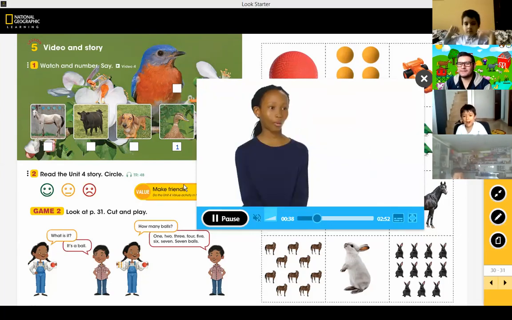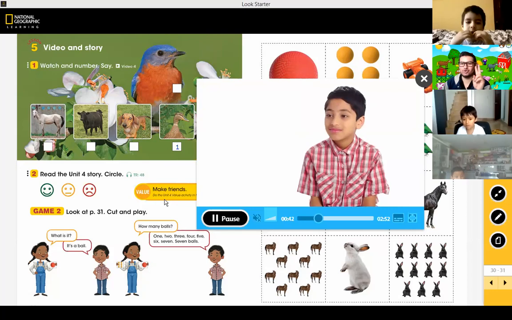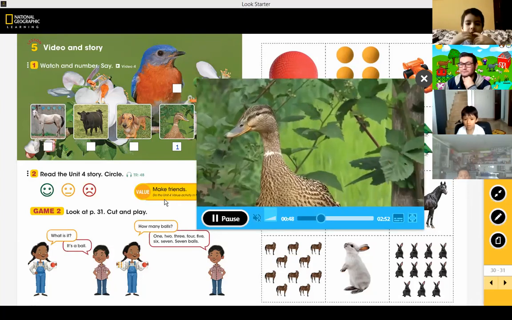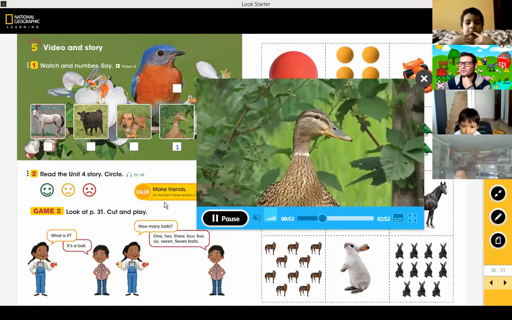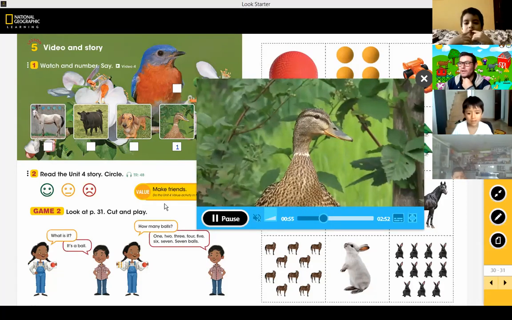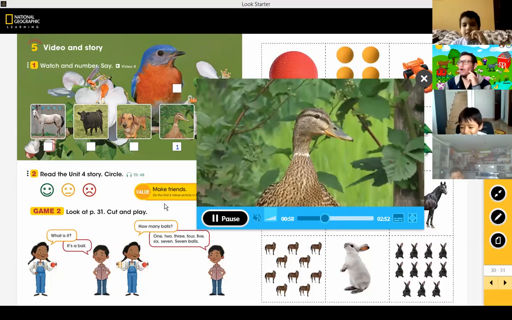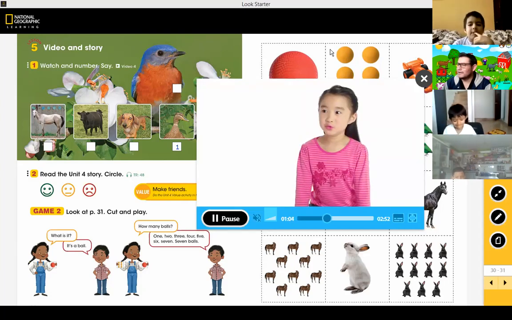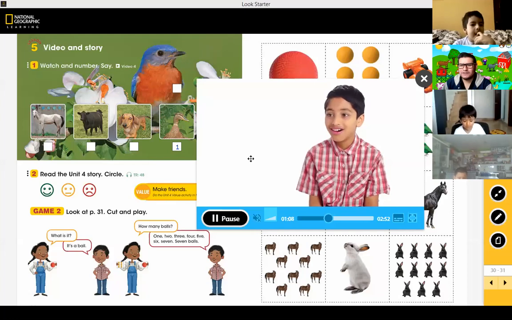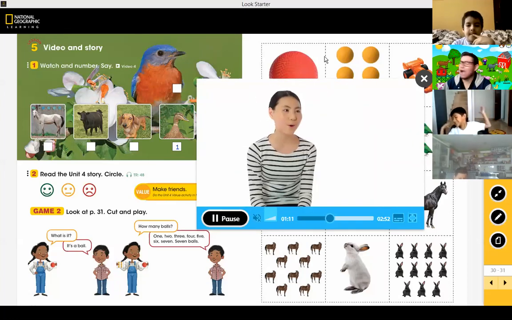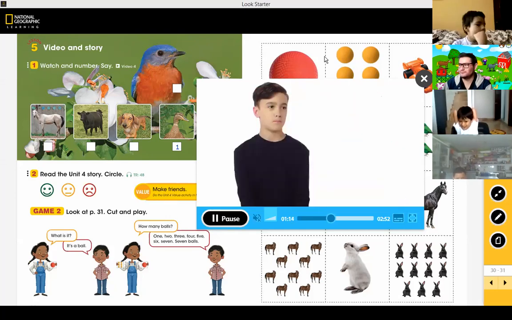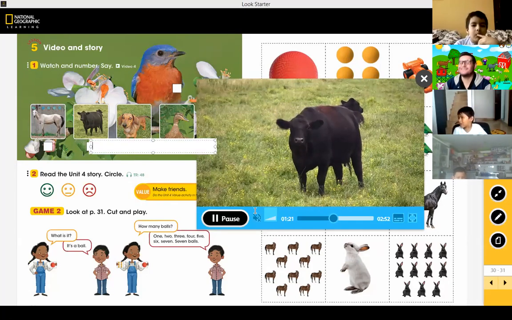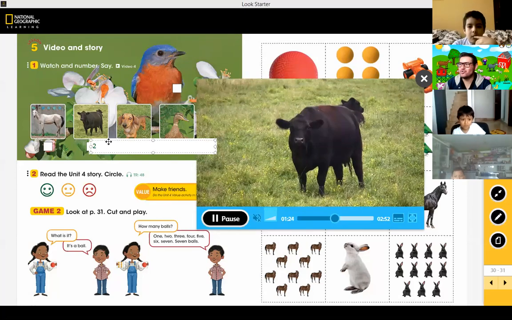Now, tell me please, Iram, what's the number two? ¿Qué animal apareció después del duck? ¿Cuál era el animal? ¿Horse? El cow. Oh, very good, ¿no? The cow. And now tell me, Iram, what's the sound of the cow? ¿Cuál es el sonido que hace el cow, Iram? ¿El cow hará wow wow o moo? A ver, vamos, Iram. Excellent, very good. That is the sound, moo, right?